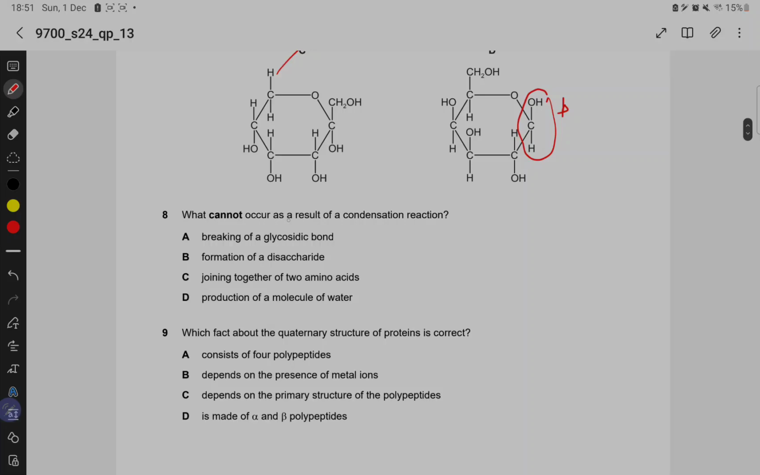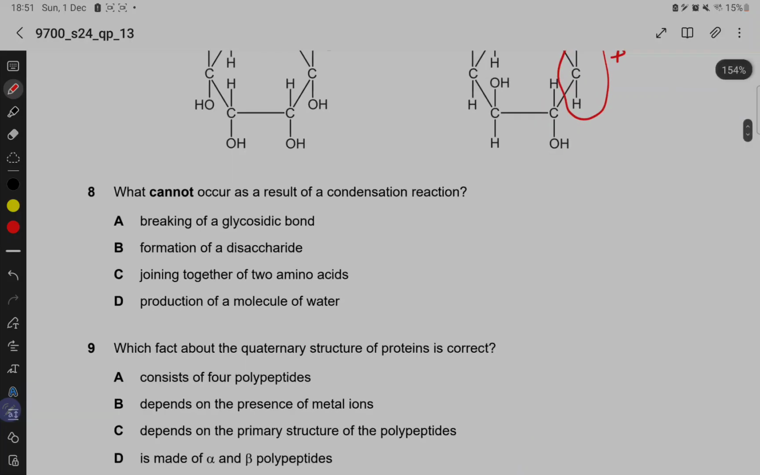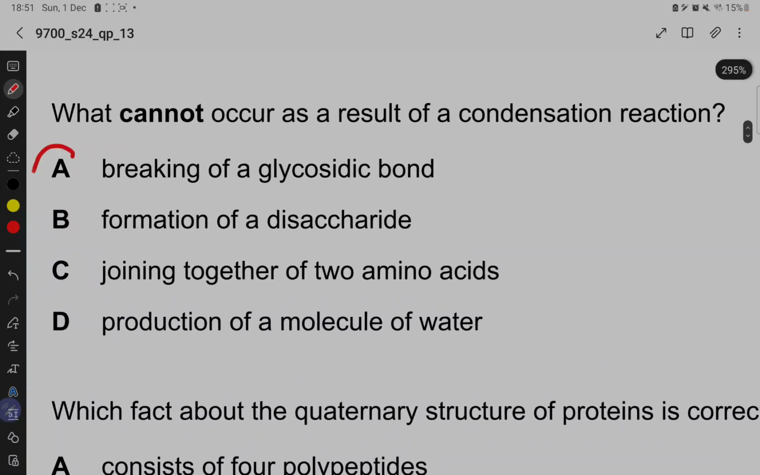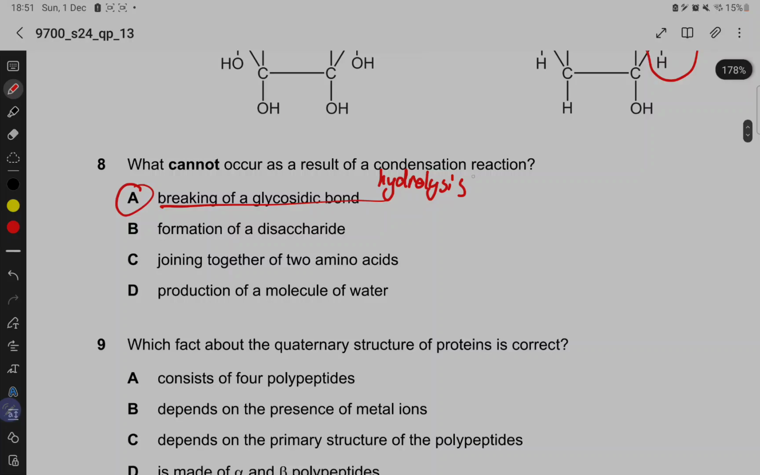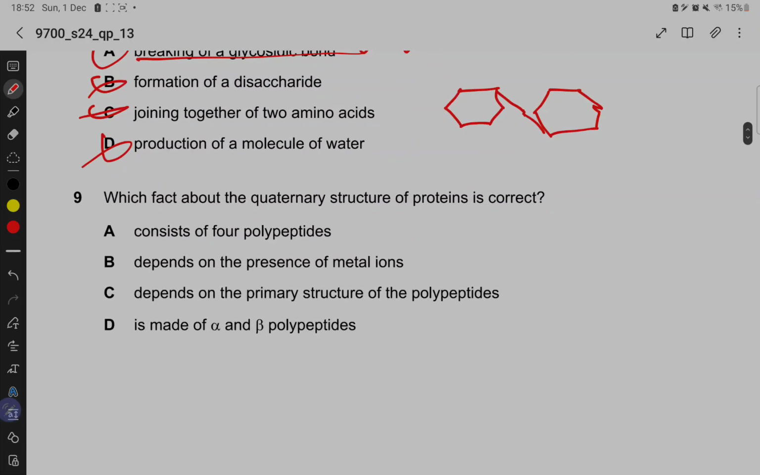What cannot occur as a result of a condensation reaction? Breaking, because this is hydrolysis. By the time you condense, you produce H2O. So D is wrong. D is the direct result of condensation. And it's also between the two molecules joining together like this. If you're 1,4 or 1,6, so B and C are wrong.